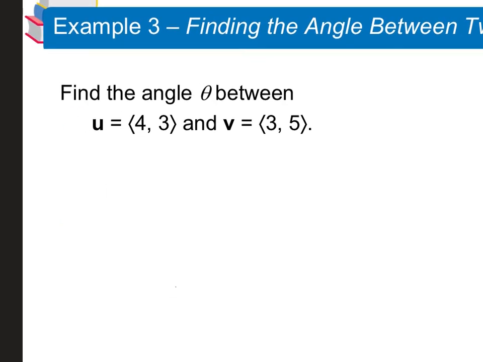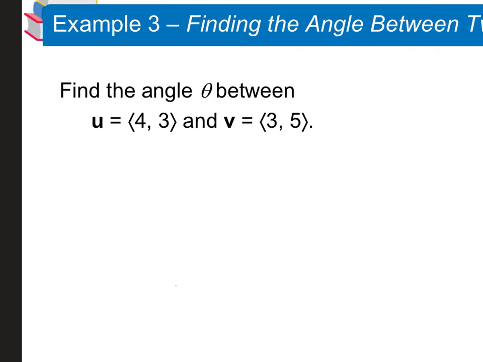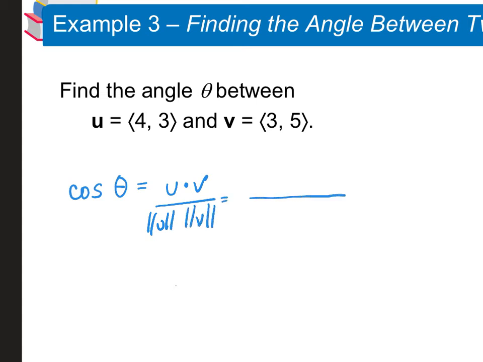Let's do an example. Find the angle between these two vectors, okay? So let's write down the formula. It's cosine of theta. If they gave you theta, then you would just plug in theta and find whatever they're looking for. But it's cosine theta equals u dot product V over the magnitude of U times the magnitude of V. Now, you guys can do this however you want. I like to write everything out and then just simplify step by step.